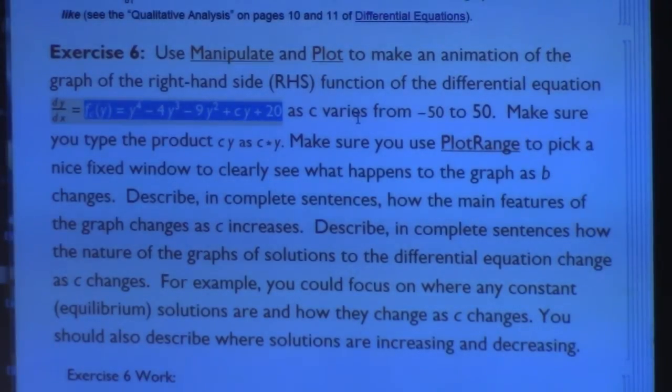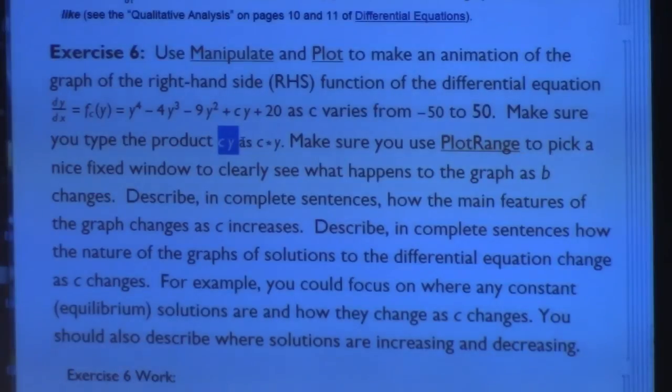So initially what this means is you're not going to have to think about the differential equation, okay, initially. You're just focused on that function and you're trying to make a plot of it with the y-axis horizontal, and you can label the vertical axis anything that you want, z perhaps, or even f sub c of y. Make sure you type the product either with a space, c space y, or c star y. I try to always put a star as a default to make sure that gets done as a multiplication and it's not treated as a single variable called cy.